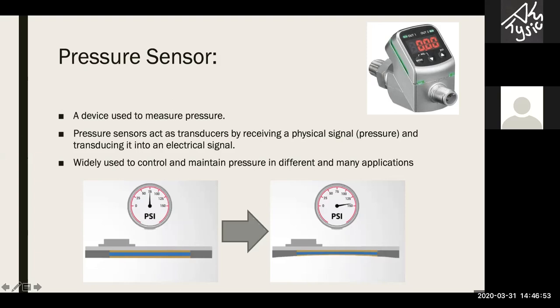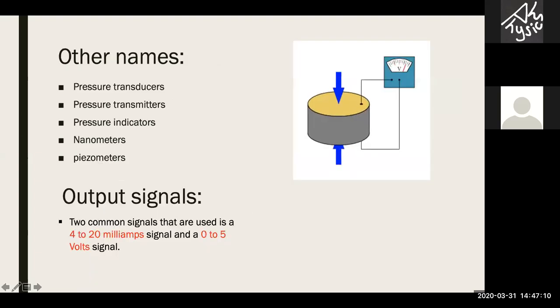As we can see in the lower picture, how was the pressure when that cable was stable, and when the pressure has increased, how the metal has changed its shape as the pressure increased. Other names for a pressure sensor are known to be pressure transducer, pressure transmitters, pressure indicators, manometers, and piezometers.